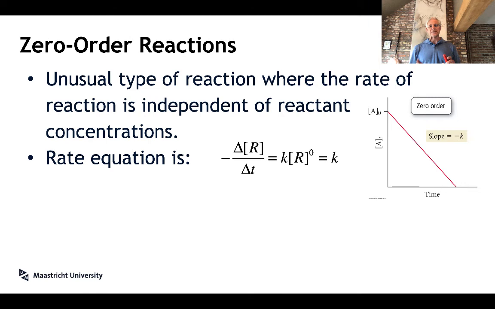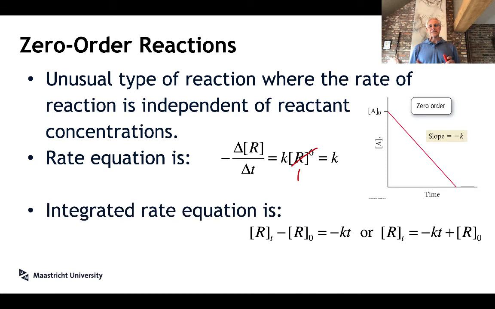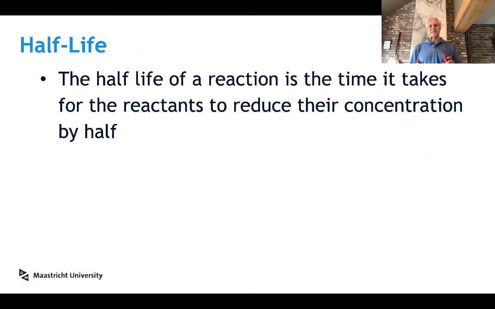The rate equation here, we have a negative change in R over delta t. So that's, again, our rate is equal to k times the concentration of R raised to the 0 power because it's zero order. And of course, anything raised to the 0 power is 1. So this just becomes 1, and we end up with rate equals k as our entire rate law. You can integrate that rate equation, and we get R at time t minus R at time 0 is equal to negative kt, or we can rearrange that into a slope-intercept form where R at time t is equal to negative kt plus R at time 0. And the units of k are molarity per time. So very different units for k depending on the order of the reaction.